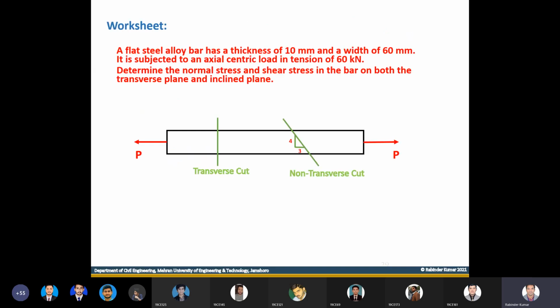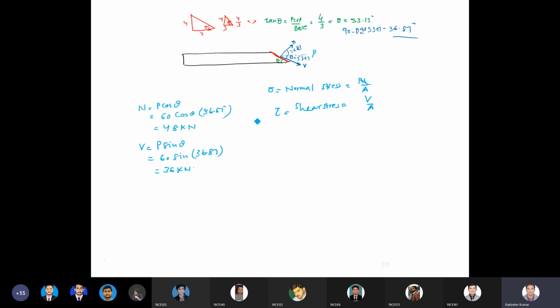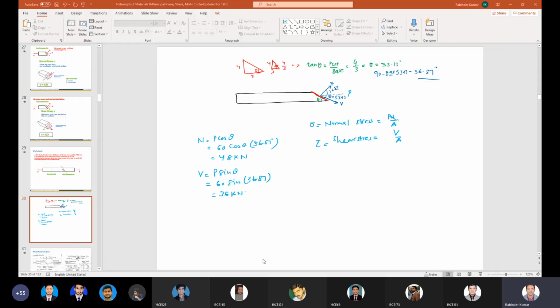Okay, if you read the statement, the cross section is given to us: thickness 10 millimeter and width 60 millimeter. So how should I find this area? See, no answers. I don't know what is the problem with you guys. Are you getting it or not?